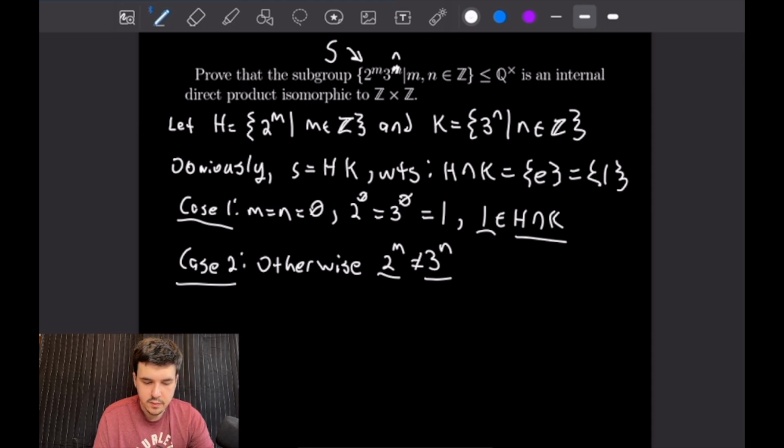So now all we need to do is show that it is isomorphic to the integers cross the integers, and we're going to do that by describing a bijection between the two. So let's go ahead and do that now. And we're going to do that with the following map, which I think is probably the obvious map here.